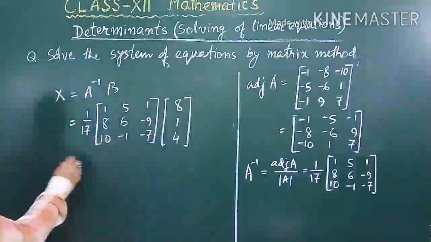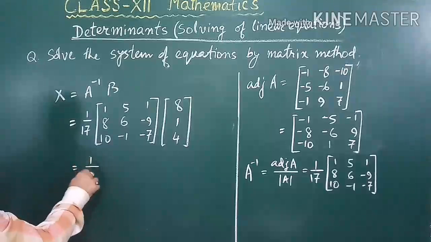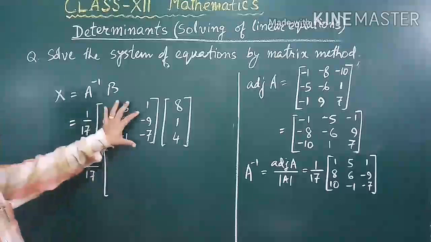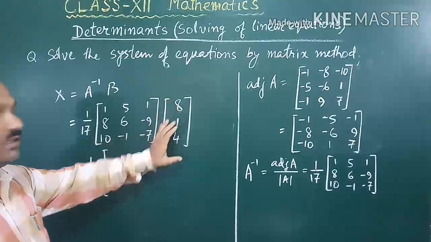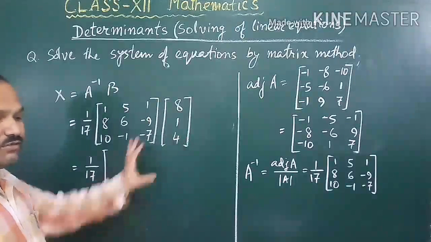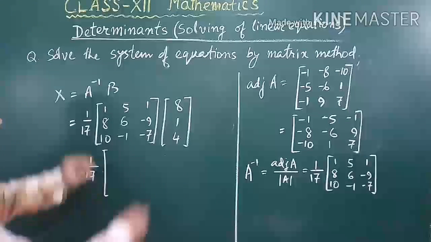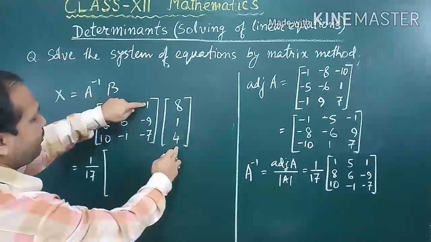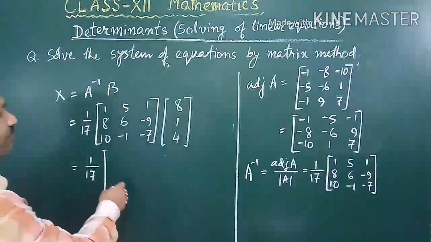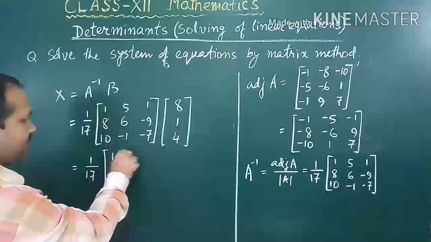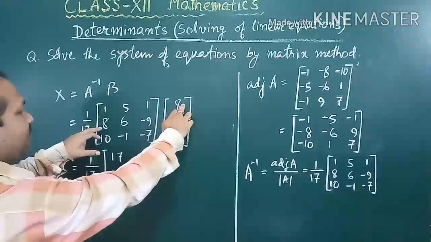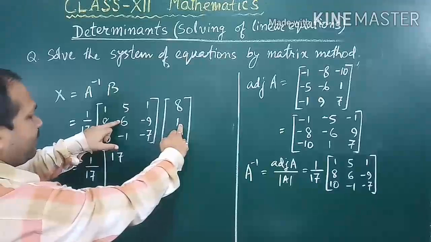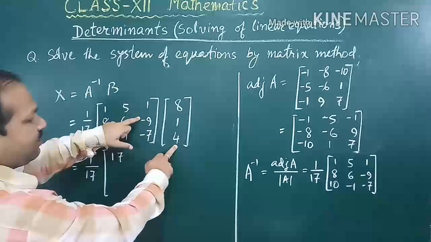Okay? So now this multiplication we will do. 1 by 17. Now look at that, it is 3 by 3, it is 3 by 1, so it will be a 3 by 1 matrix only. So what we are getting, multiply: 8 plus 5 plus 4, 17. Next, 64 plus 6, 90 minus 36.